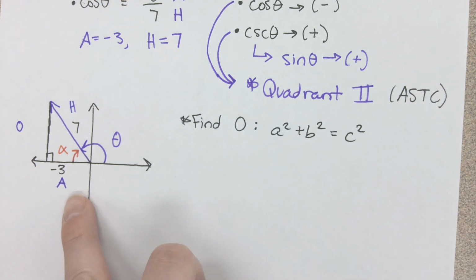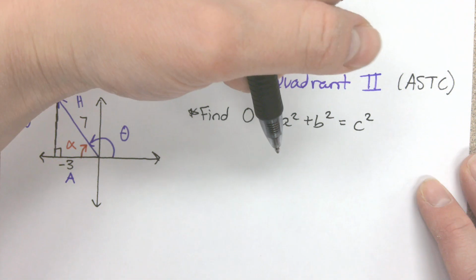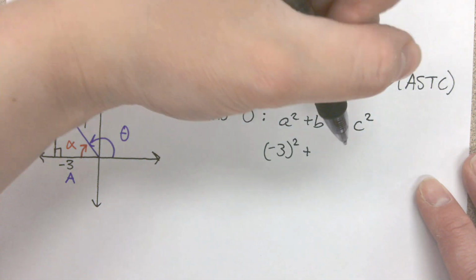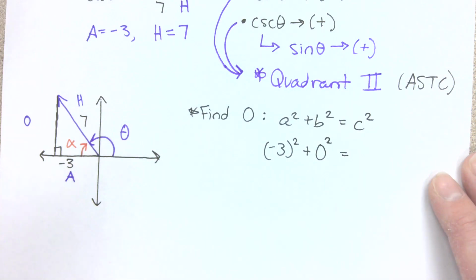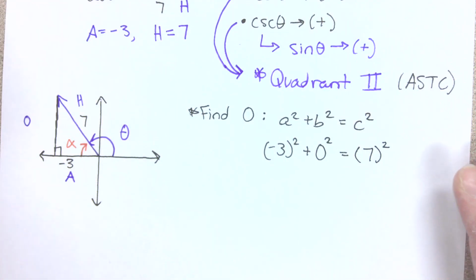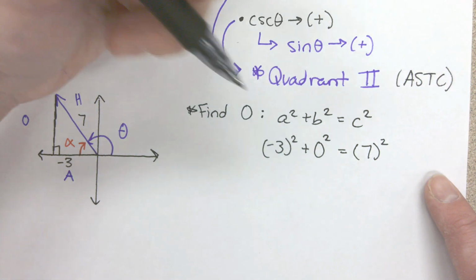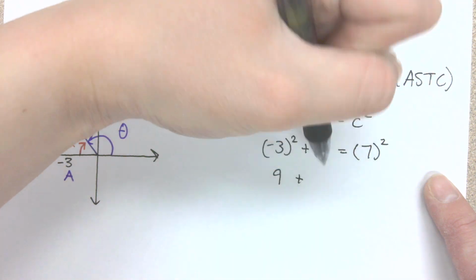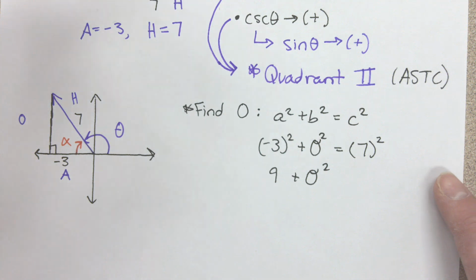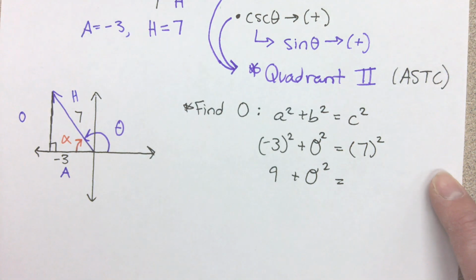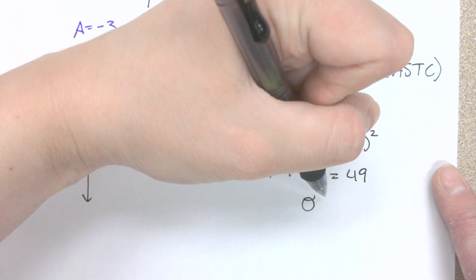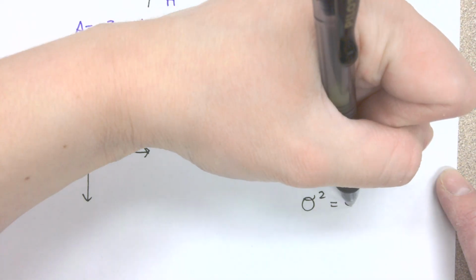I'm going to let little a be our adjacent. So we have negative 3 squared plus, I'm going to fill in O for the B, O squared equals, and then our c squared is our hypotenuse squared, equals 7 squared. That's going to give us positive 9 plus o squared, and I'm going to give o a little curl so we don't think he's a 0, equals 49. Subtract the 9 over. O squared is 40.